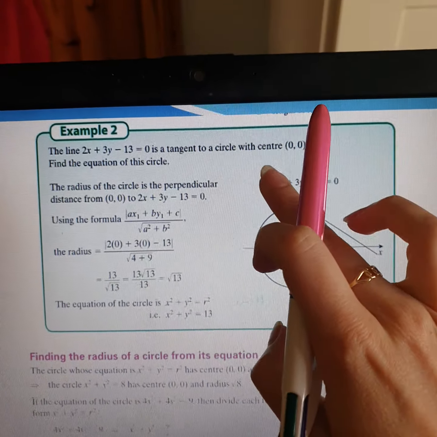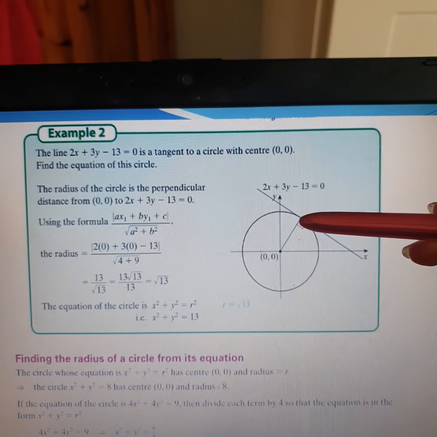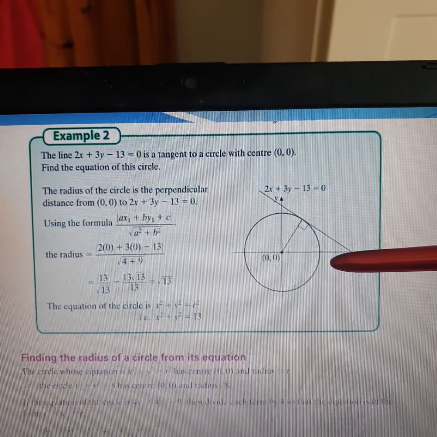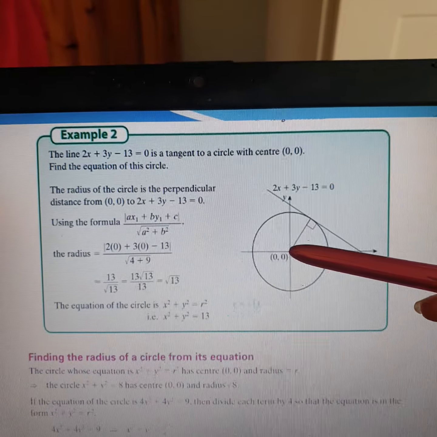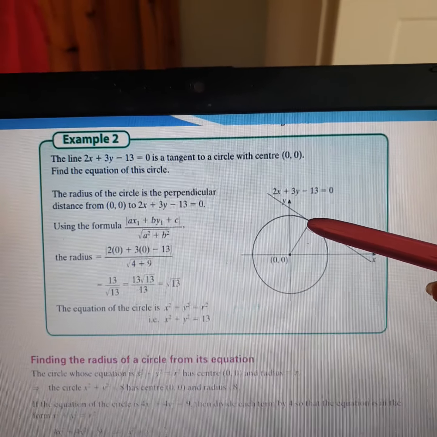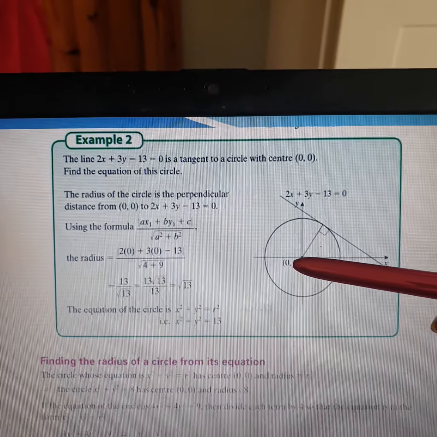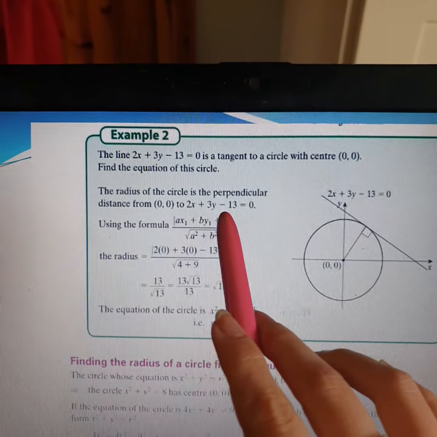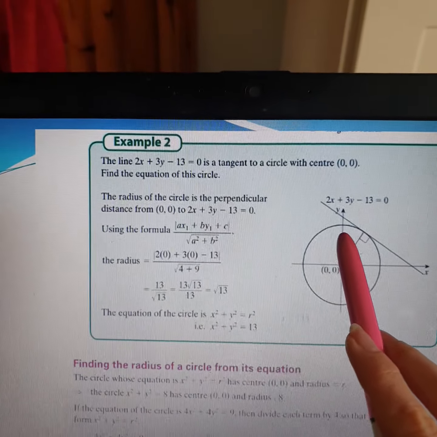We're told that there is a line which touches the circle at one point, so that's called a tangent. We have the equation of that line. So don't we know that, right? How do I get the radius from here to here? I don't have a set of coordinates on that point, but I do have the equation of a line. So I can think of my formula then. The radius of the circle is the perpendicular distance from 0, 0 to that line.